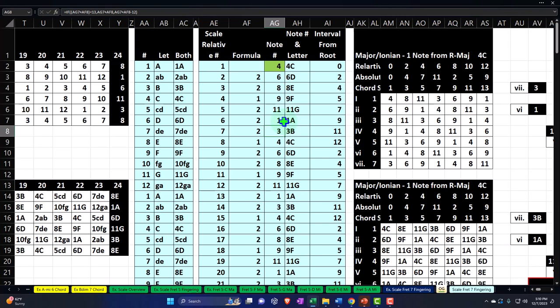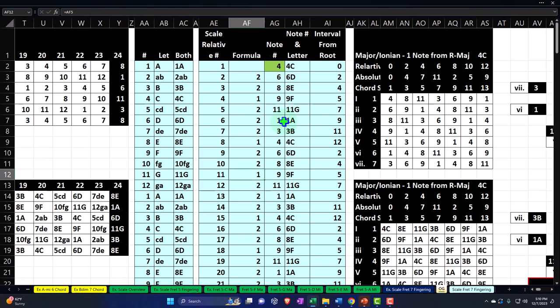3 is a B. And then we have the 3 plus 1. We have a half step. 3 plus 1 is 4. 4 is a C. And then 4 plus a whole step. So 4 plus 2 is 6. 6 is a D. And then there's a whole step. 6 plus 2 is 8. 8 is an E.